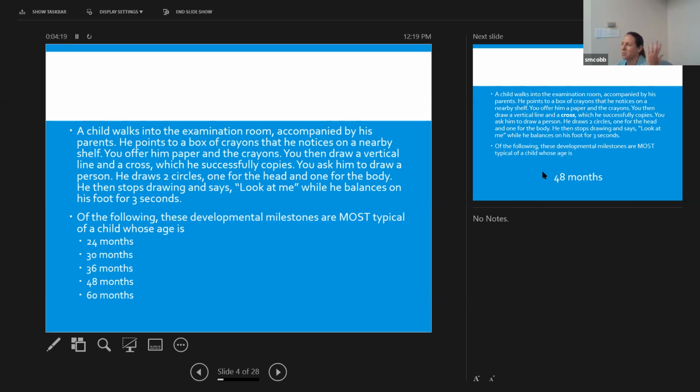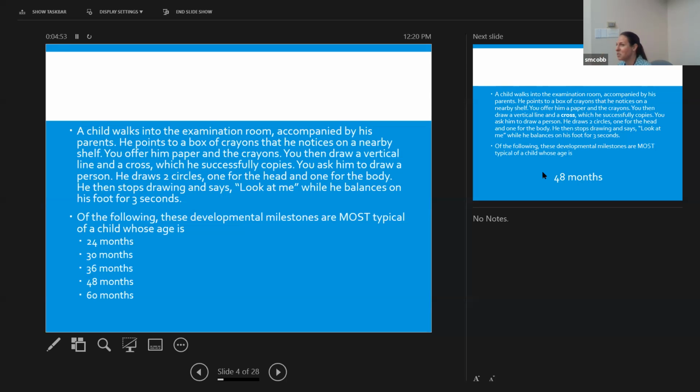And all you really need to know is which milestones these are. So to pick it out, he points to a box of crayons. So he points. And he draws a vertical line and a cross. He draws a person by making 2 circles. That's a 2-part human. And stops drawing and says, look at me, and balances on his foot for 3 seconds. And he says, look at me, which is a sentence. So those are all your milestones that they gave you.